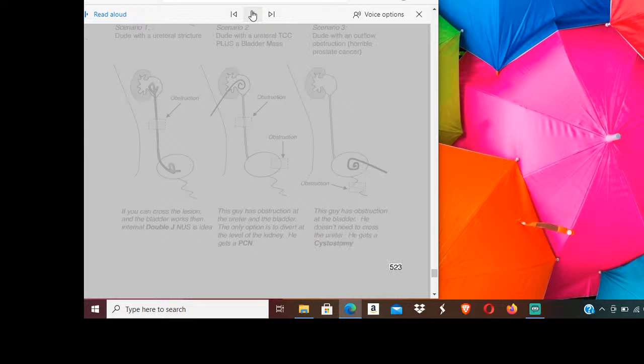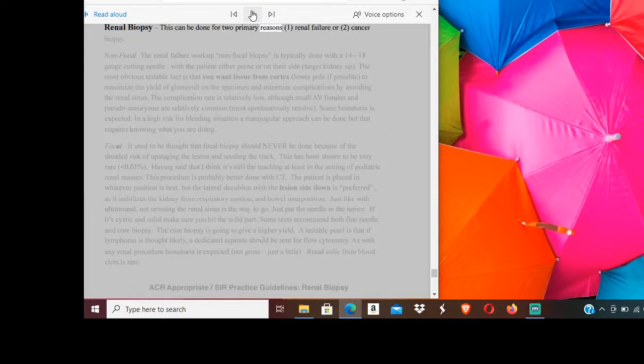Renal biopsy. This can be done for 2 primary reasons: 1, renal failure, or 2, cancer biopsy. Nonfocal, the renal failure workup, is typically done with a 14 to 18 gauge cutting needle, with the patient either prone or on their side, target kidney up. The most obvious testable fact is that you want tissue from cortex, lower pole if possible, to maximize the yield of glomeruli on the specimen and minimize complications by avoiding the renal sinus.